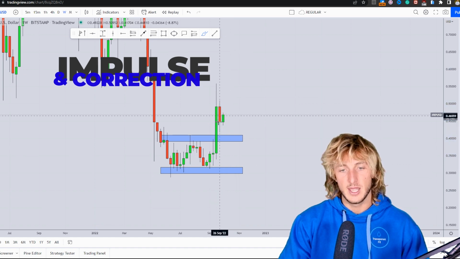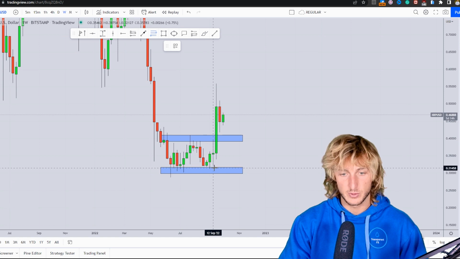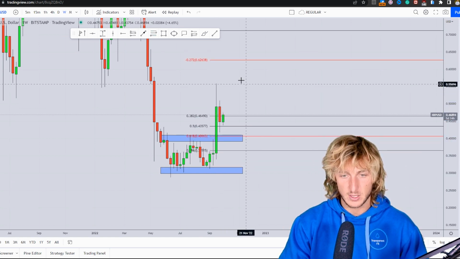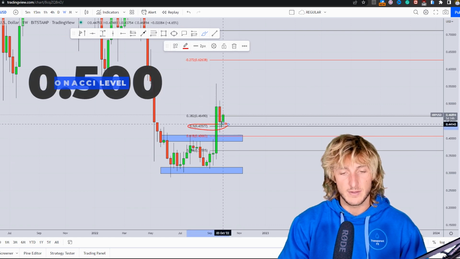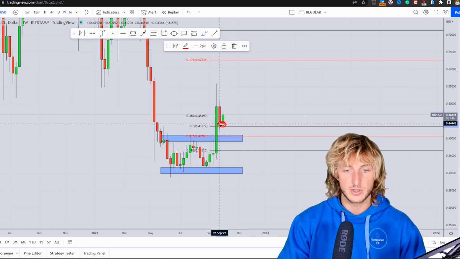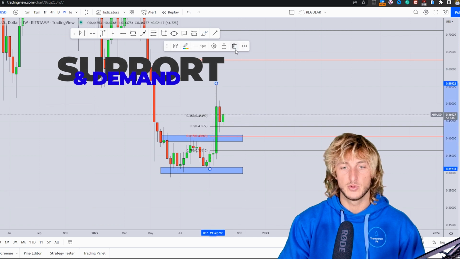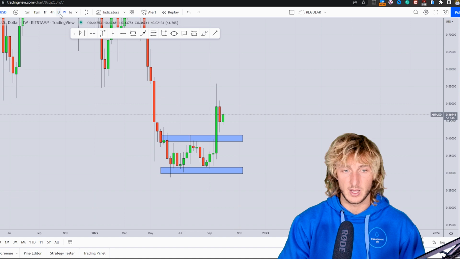Now, in general, if you have an impulse, if you want to measure that correction after the impulse, you need to take your Fibonacci from the low to the high of the impulse. And if we do that, what we can notice is that the market has just retraced exactly to the 50% of the Fibonacci taken on that weekly impulse, which is a very strong level of weekly demand and support that we could expect this market to reject to the upside. And in fact, we are seeing this market reject to the upside.